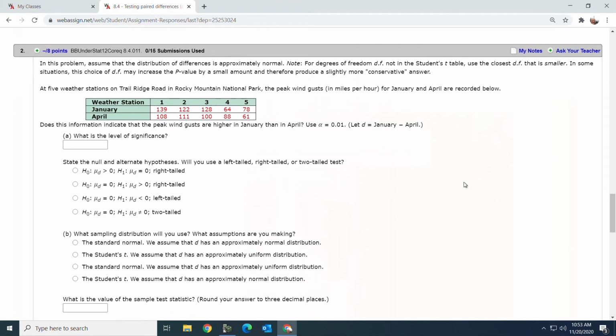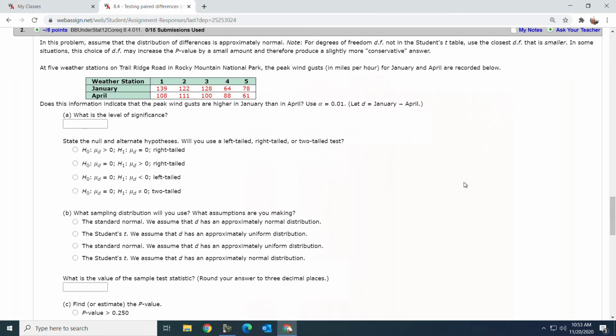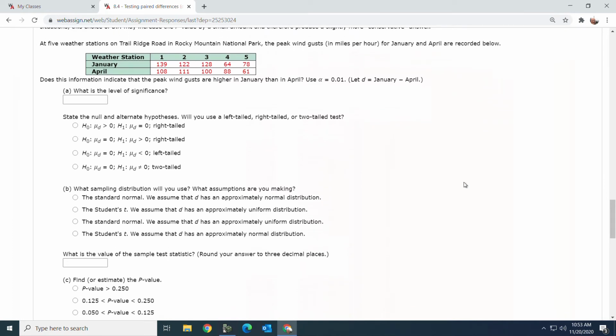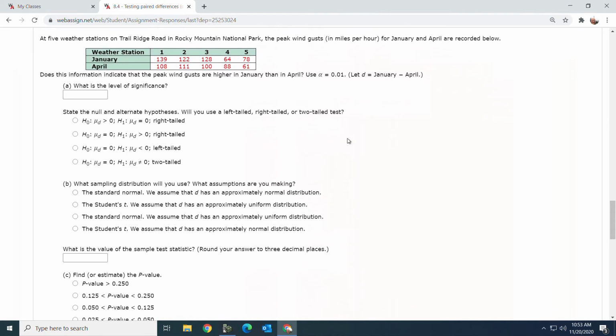Okay, and then number 2 is just a repeat. We have 5 weather stations on Trail Ridge Road in Rocky Mountain National Park. The peak wind gust in miles per hour for January and April are recorded below. Does this information indicate that the peak wind gusts are higher in January than in April? D is defined as January minus April.